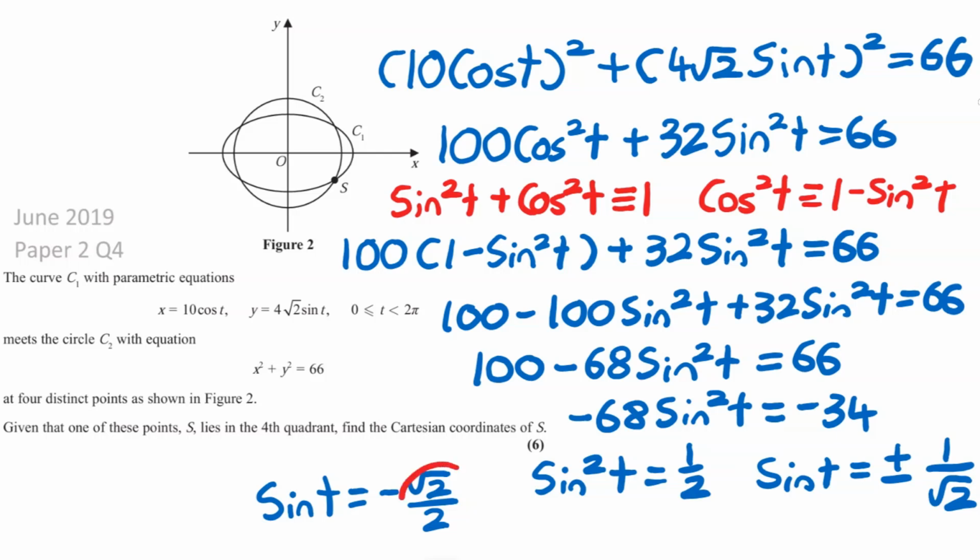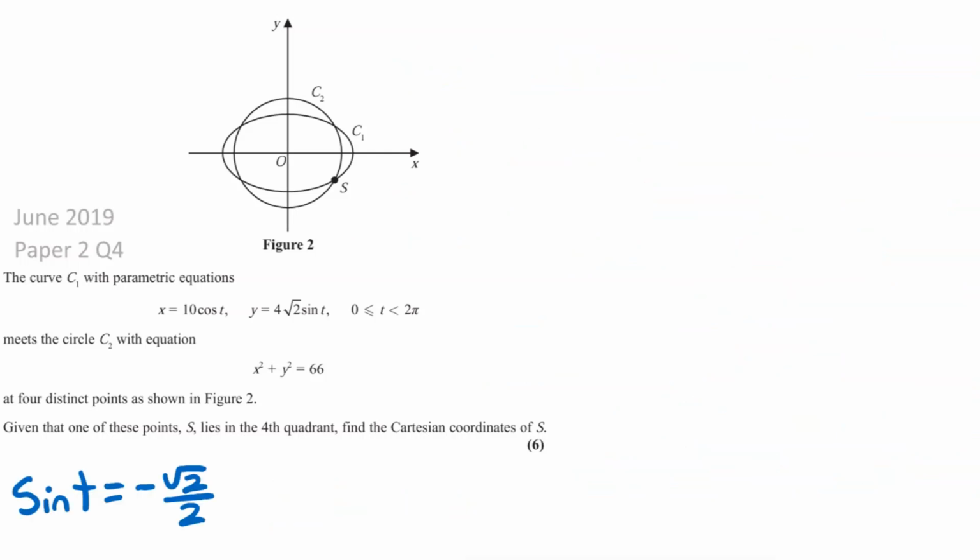I've written it as root 2 over 2 by just timesing this 1 over root 2 by root 2 over root 2 to get rid of the surd in the denominator, and it's in this more common format here. So sin t is equal to minus root 2 over 2.